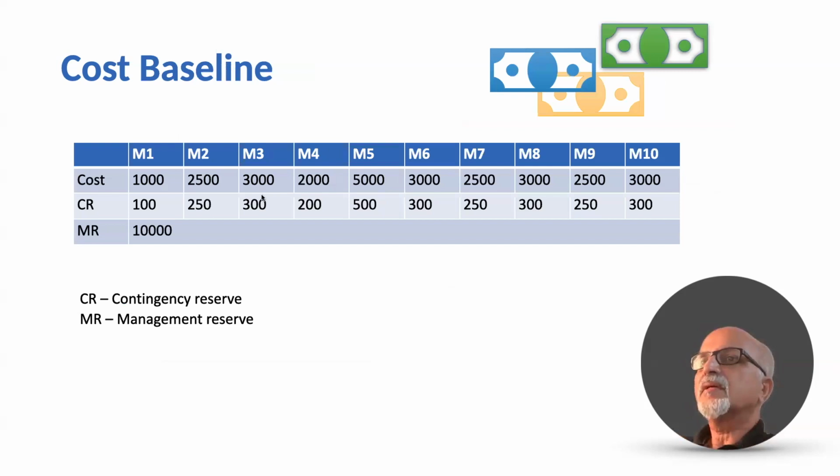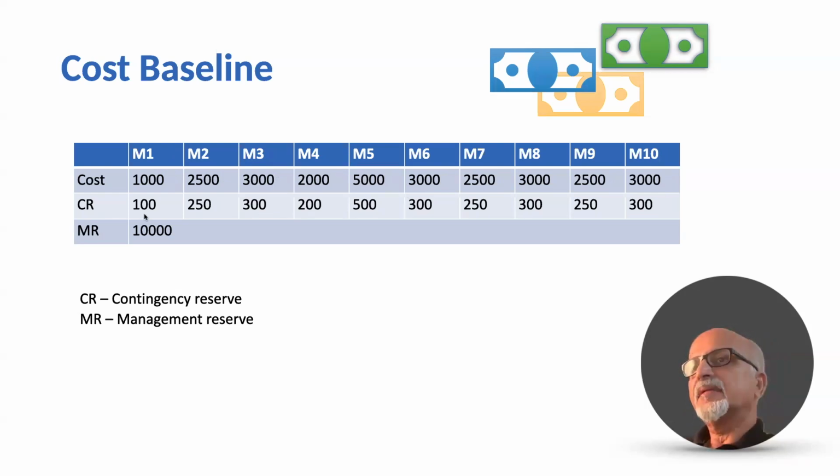And once the estimates are done, then we can spread it on a timeline. Now here, month 1, 1,000, month 2, 2,500, month 3, 3,000, month 4, 2,000, month 5, 5,000, etc. So if you know the activity start date and end date, or the work package level start date and end date, from that we can arrive at the month-wise cost estimate.